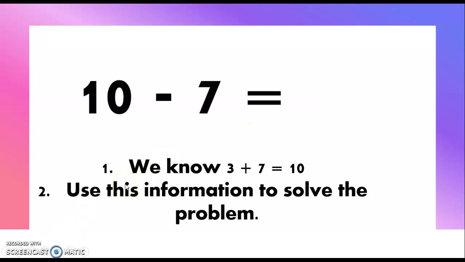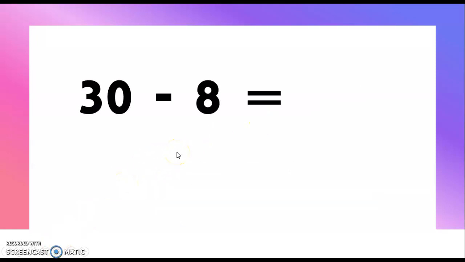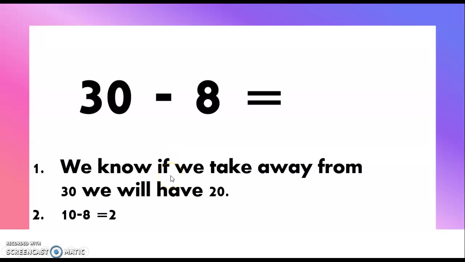Okay. 30 take away 8. We know that if we take just anything, when we look at the ones, it's going to be 20. So we'll have 20 something. Because we're on 30, we need to think, right, that's a 10. 10 take away 8 equals 2. 20 add 2, 22.